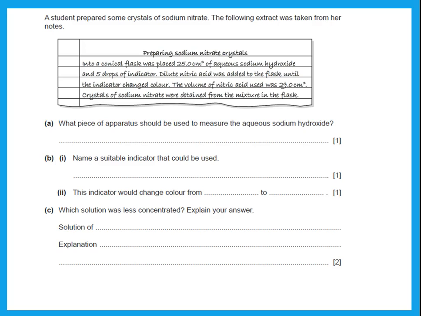A student prepared some crystals of sodium nitrate. The following extract was taken from her notes. What piece of apparatus should be used to measure the aqueous sodium hydroxide? She said she put into the conical flask 25 centimeter cubed of sodium hydroxide. Using what? Using a pipette. Now, she's titrating sodium hydroxide with nitric acid. What is the suitable indicator that we could use? We either could use phenolphthalein or methyl orange. These are the 2 indicators that we use for titration.